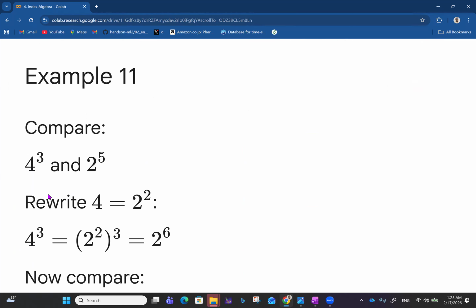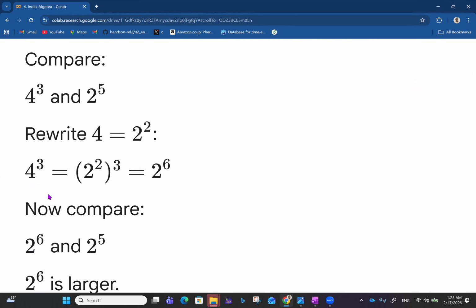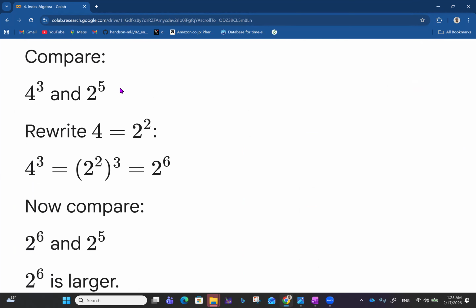For example 11, you have 4 raised power 3 and 2 raised power 5. At first sight, this may not be easy to decide. Of course, these are simple, small numbers, so we know that 4 raised power 3 is 64 and 2 raised power 5 is 32. So this is bigger. But what if it's some number that you can't know at first sight?